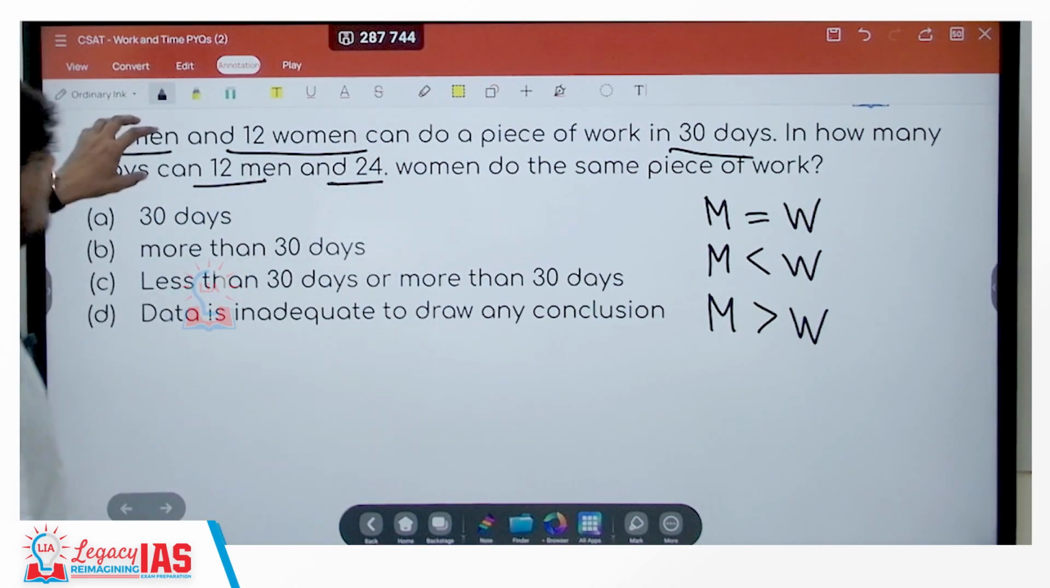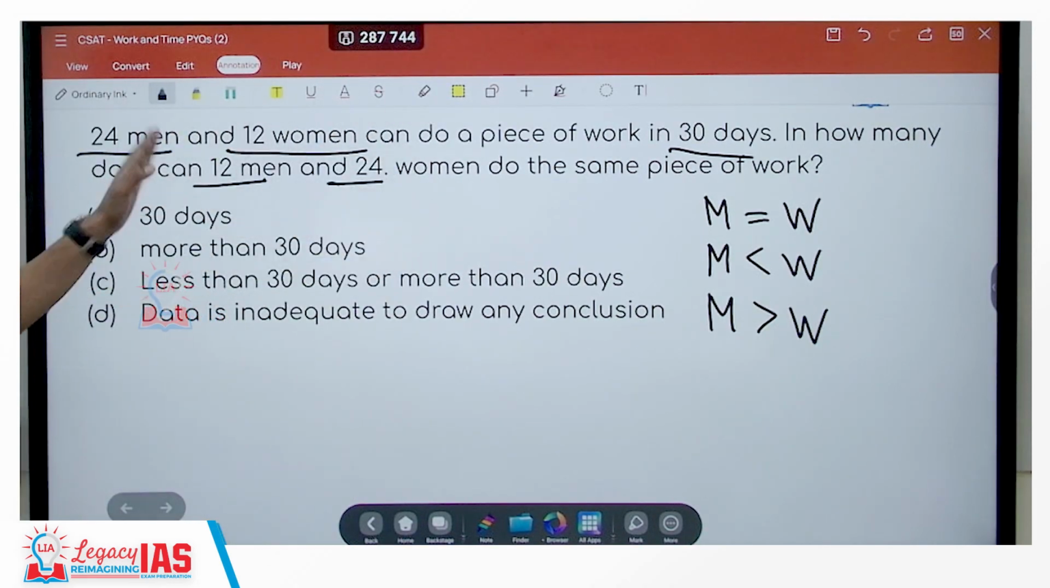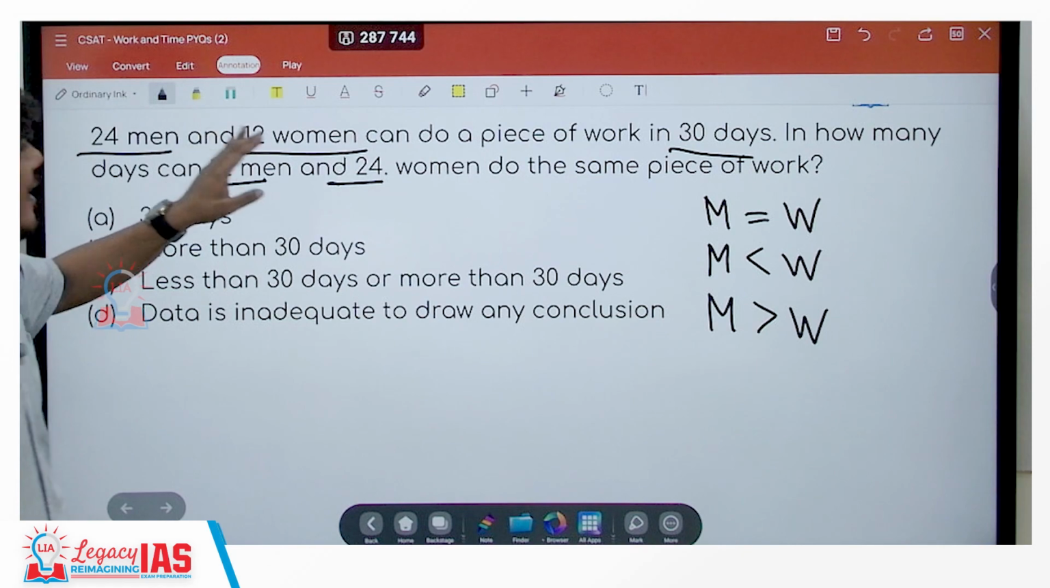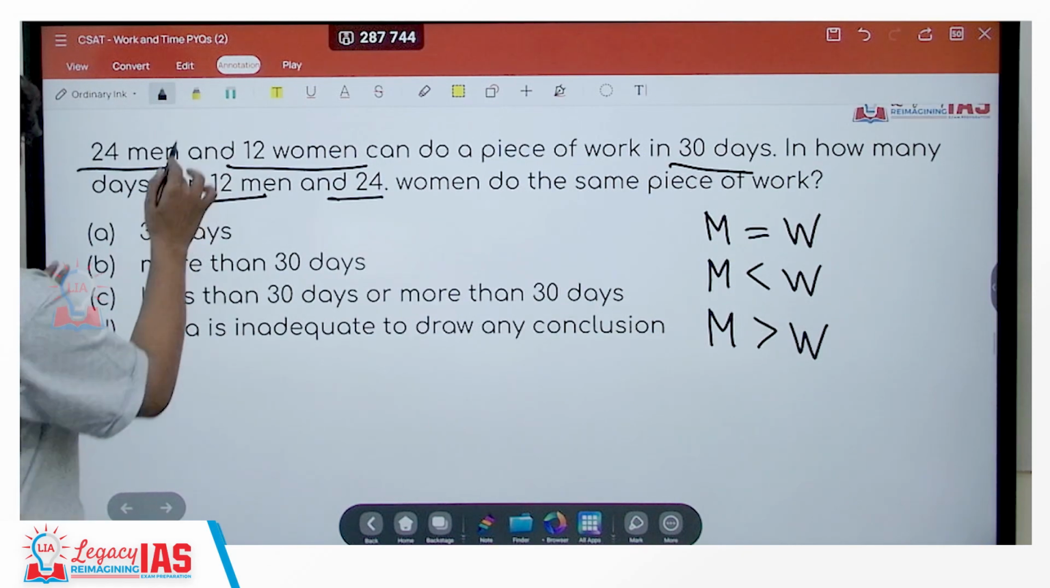So if men work with the same efficiency as women, then 24 men and 12 women, the total number of people is 36.